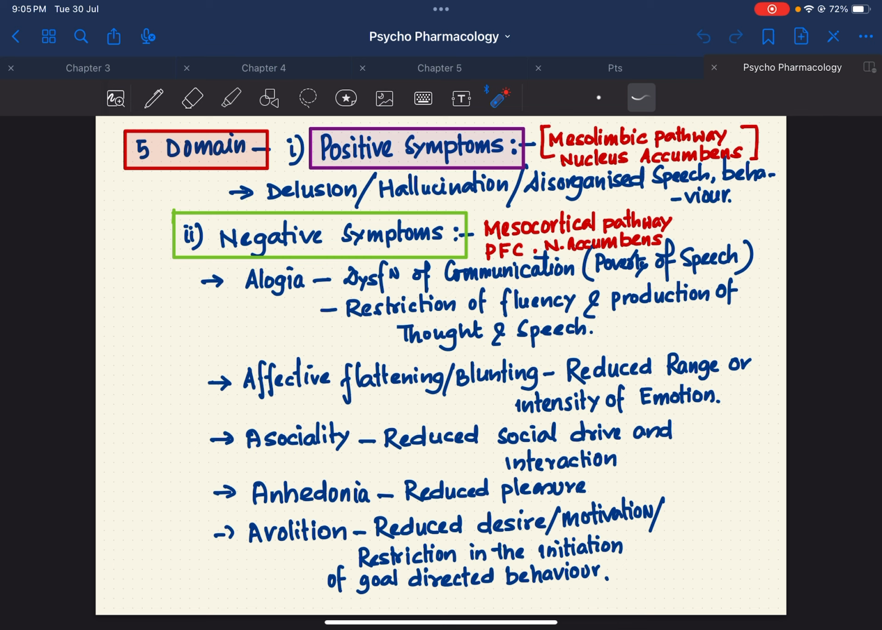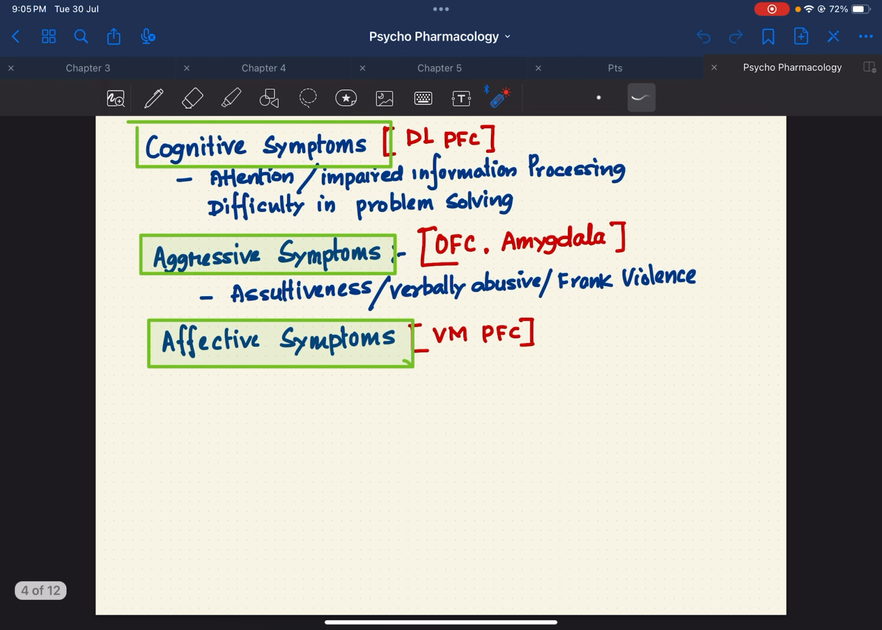In negative symptoms, we see alogia, affective flattening, asociality, anhedonia, avolition; all this comes under negative symptoms. And the most important pathway related to negative symptoms is the mesocortical pathway. Now, cognitive symptoms relate to the dorsolateral prefrontal cortex. Affective symptoms relate to the ventromedial prefrontal cortex. And aggressive behavior is because of the orbitofrontal cortex. So this is all about pathways.